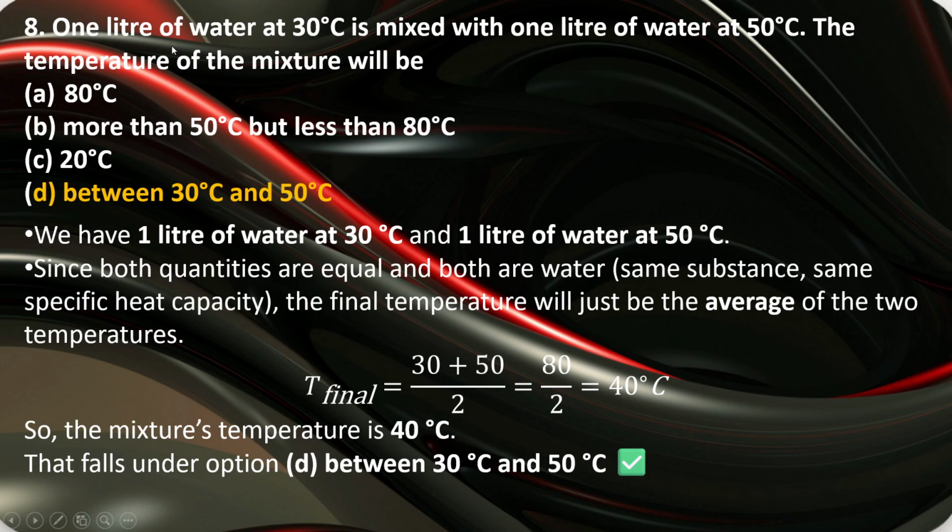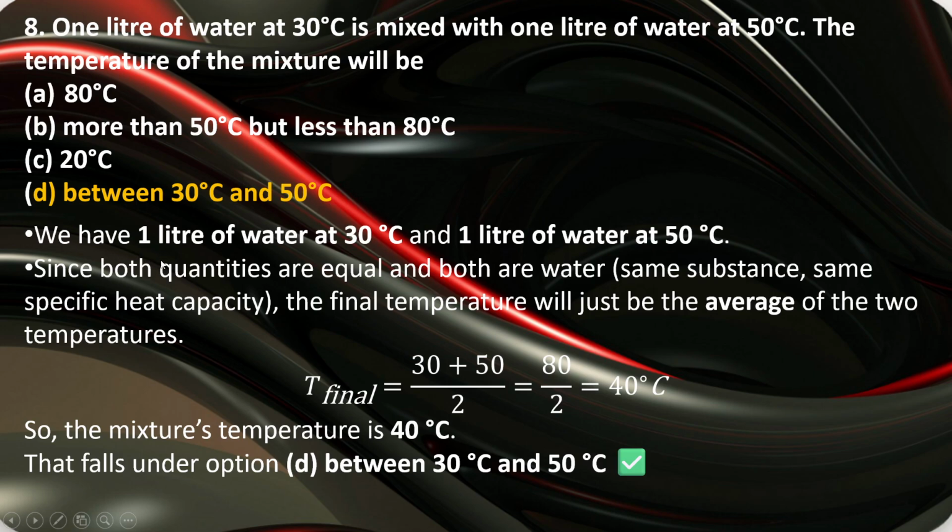Eighth one. 1 liter of water at 30 degrees Celsius is mixed with 1 liter of water at 50 degrees Celsius. The temperature of the mixture will be: A, 80 degrees Celsius; B, more than 50 degrees Celsius but less than 80 degrees Celsius; C, 20 degrees Celsius; D, between 30 degrees Celsius and 50 degrees Celsius. Answer is between 30 degrees Celsius and 50 degrees Celsius.